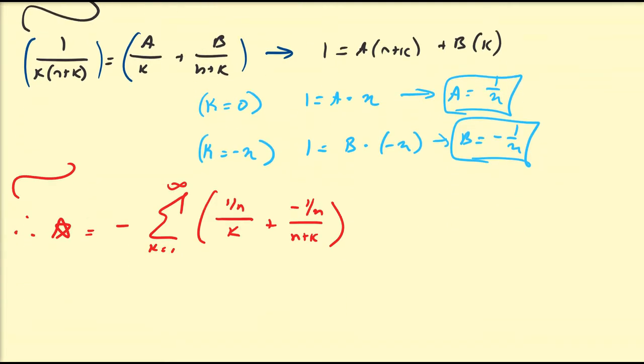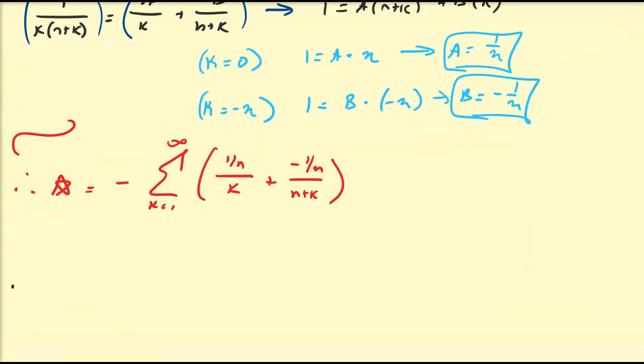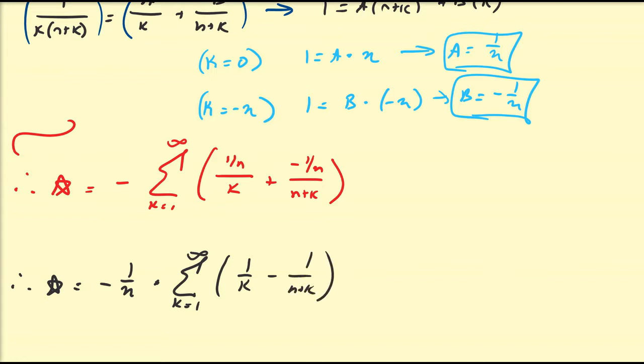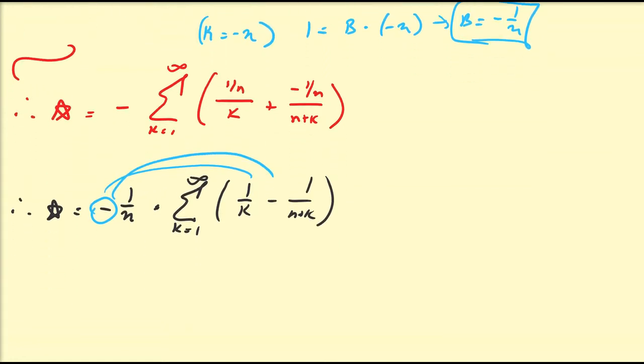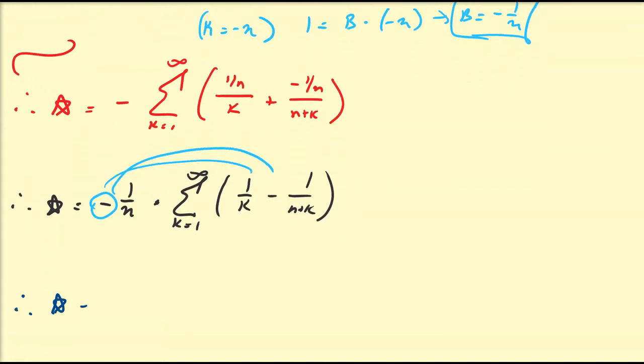So both of these terms have a 1 over n term, so I can factor that out. So I can rewrite this as star is equal to negative 1 over n times the sum from k equal to 1 to infinity of 1 divided by k minus 1 over n plus k. And I'm going to distribute this negative sign and revert the signs of both of these fractions. So this is going to give me star is equal to 1 divided by n times the sum from k equal to 1 to infinity of 1 divided by n plus k minus 1 over k.